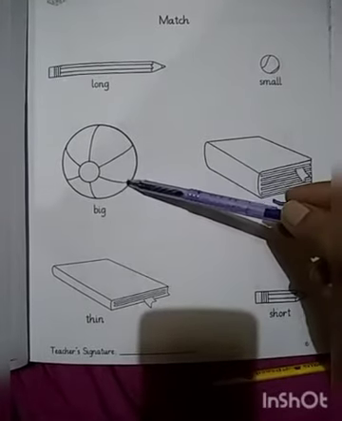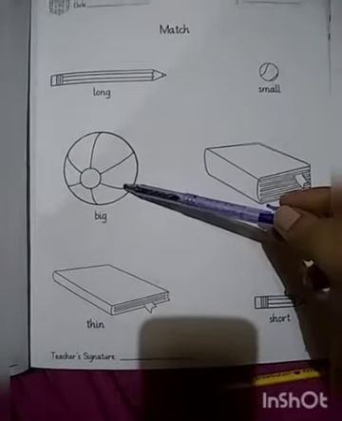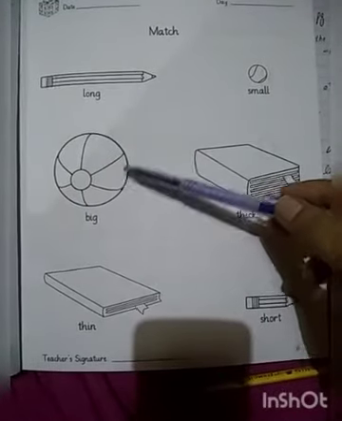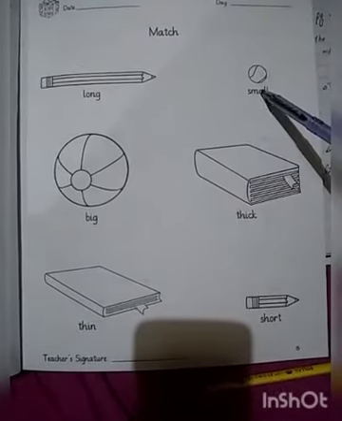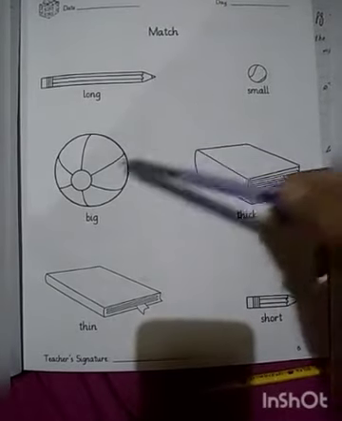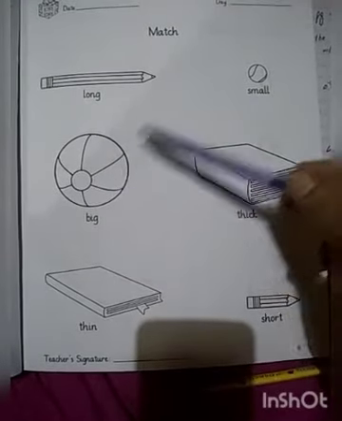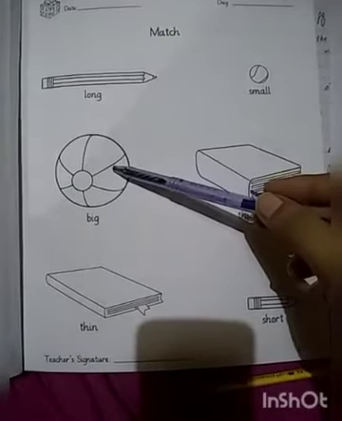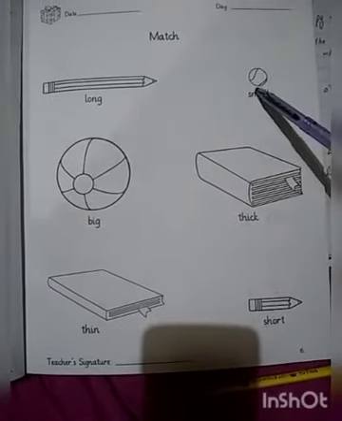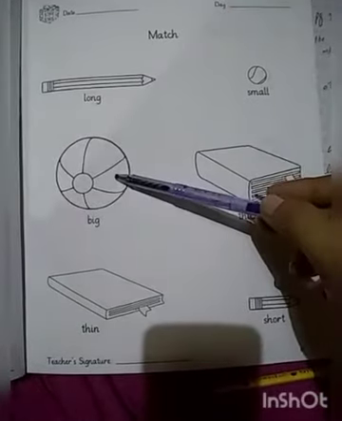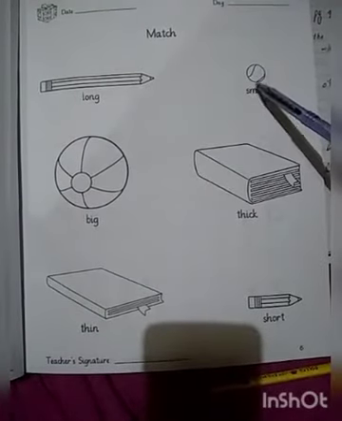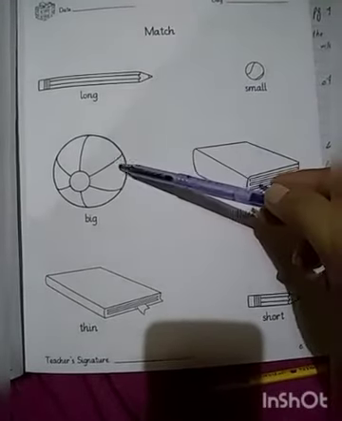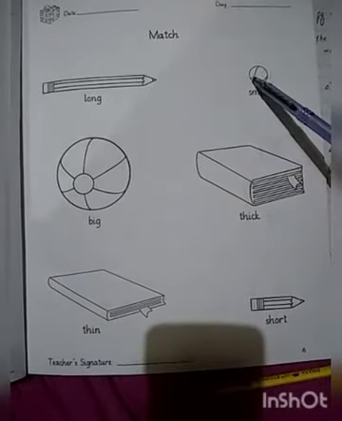No, it's a big ball. Do you have the big ball? Hopefully you will have the big ball. It's big ball and this is small ball. This is big ball and this is small ball. So big, small, big, small, big, small, big, small. All right.